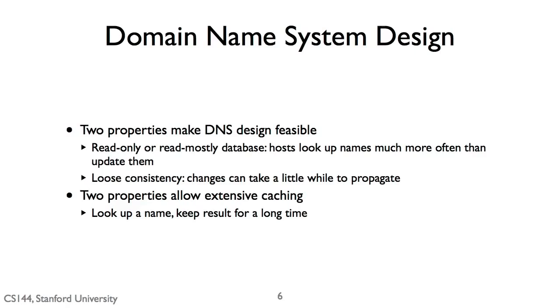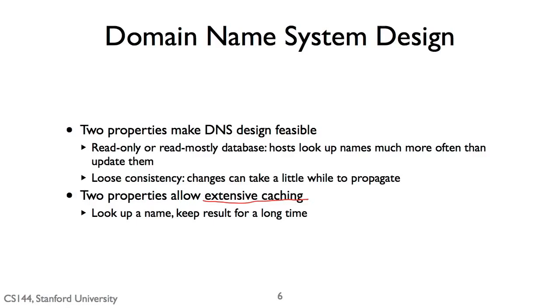It might be some people see it a little earlier than others, but it's okay if there's some delay. And so it turns out that these two properties together, that it's a read-mostly database and that it's okay if things are slightly out of date, allows DNS to have extensive caching. The idea is that once you have a result, you can hold on to it for a long time, and then maybe when it expires, request the new result.